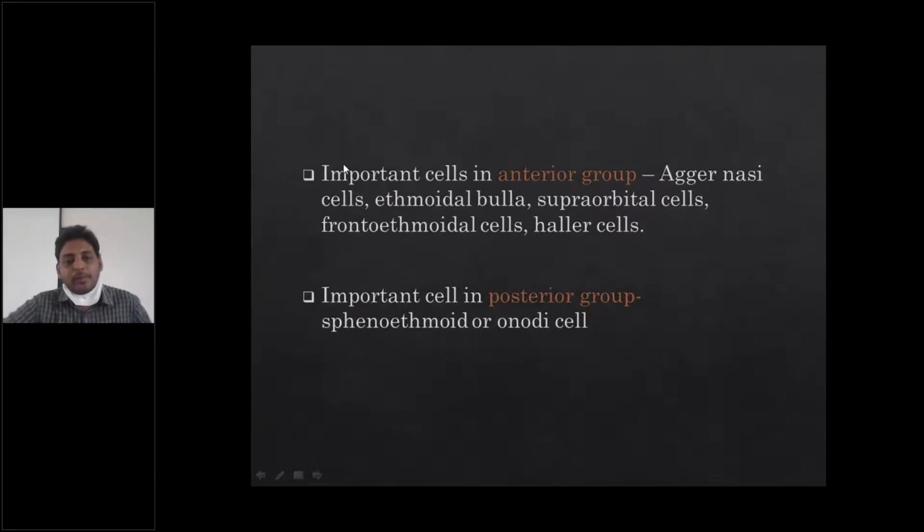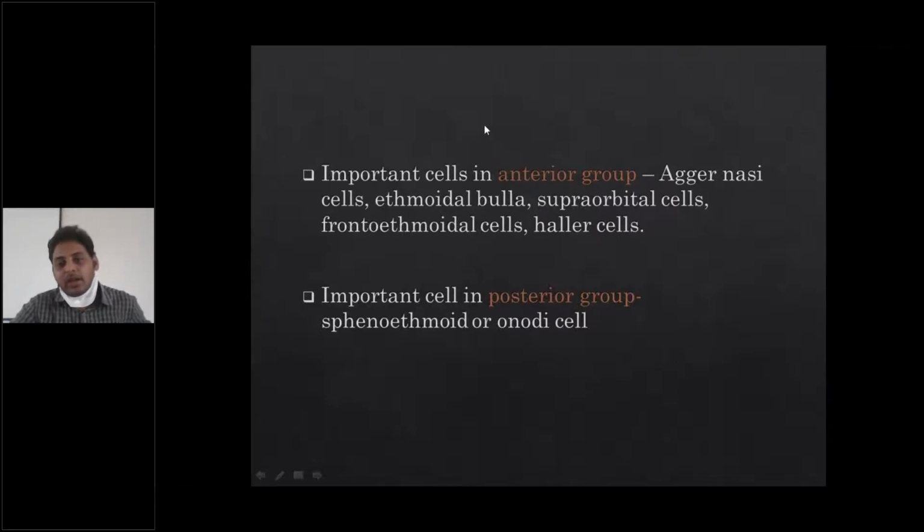Another clinical point of view is that the ethmoid cells will pneumatize. As we said, there are some important cells. The cells in the anterior group are the Agger nasi cell, ethmoid bulla, supraorbital cell, frontoethmoidal cell, and Haller cell. The important cell in the posterior group is the sphenoethmoidal or Onodi cell. What exactly are these Agger nasi, supraorbital, or Haller cells?